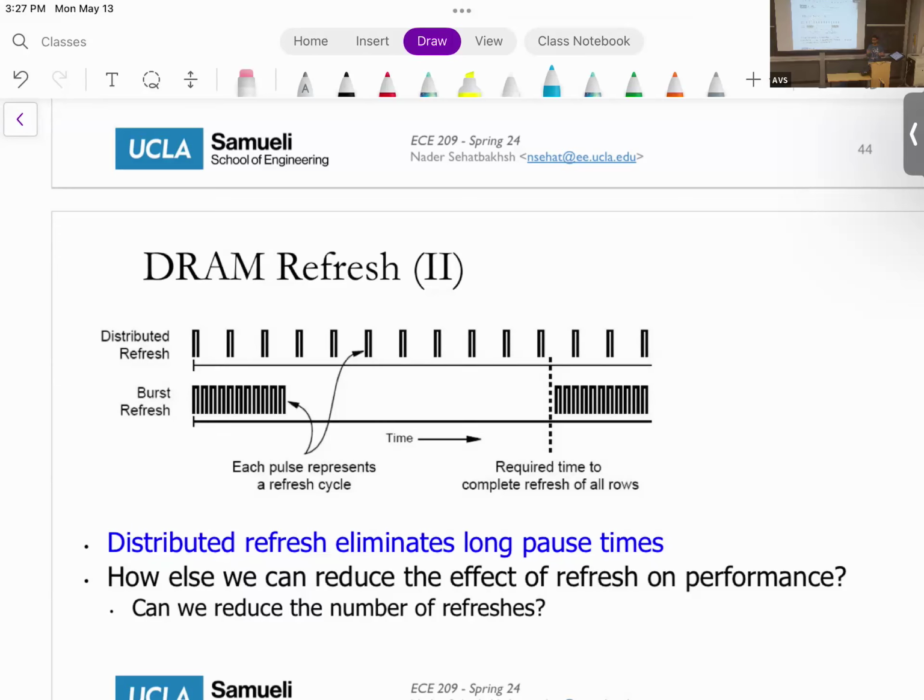The nice thing about DRAM refresh is that typically you can postpone refreshes if you need to, but there is a hard deadline of 64 milliseconds, so you cannot postpone it after that deadline. But within that time frame, you can issue the refresh whenever you want. So that's an important metric that many of these schedulers use to decide when is a good time to refresh, and you will see that in your projects as well.